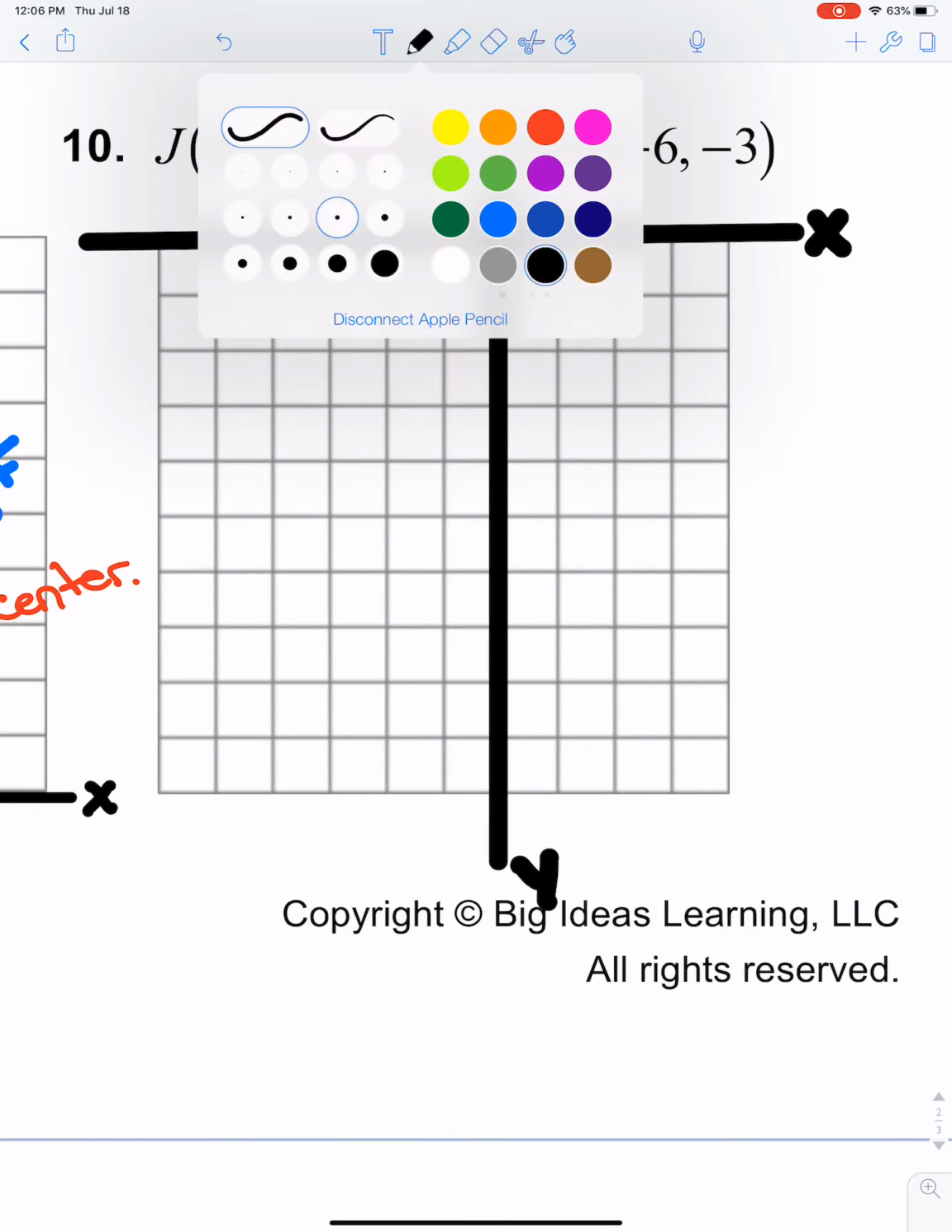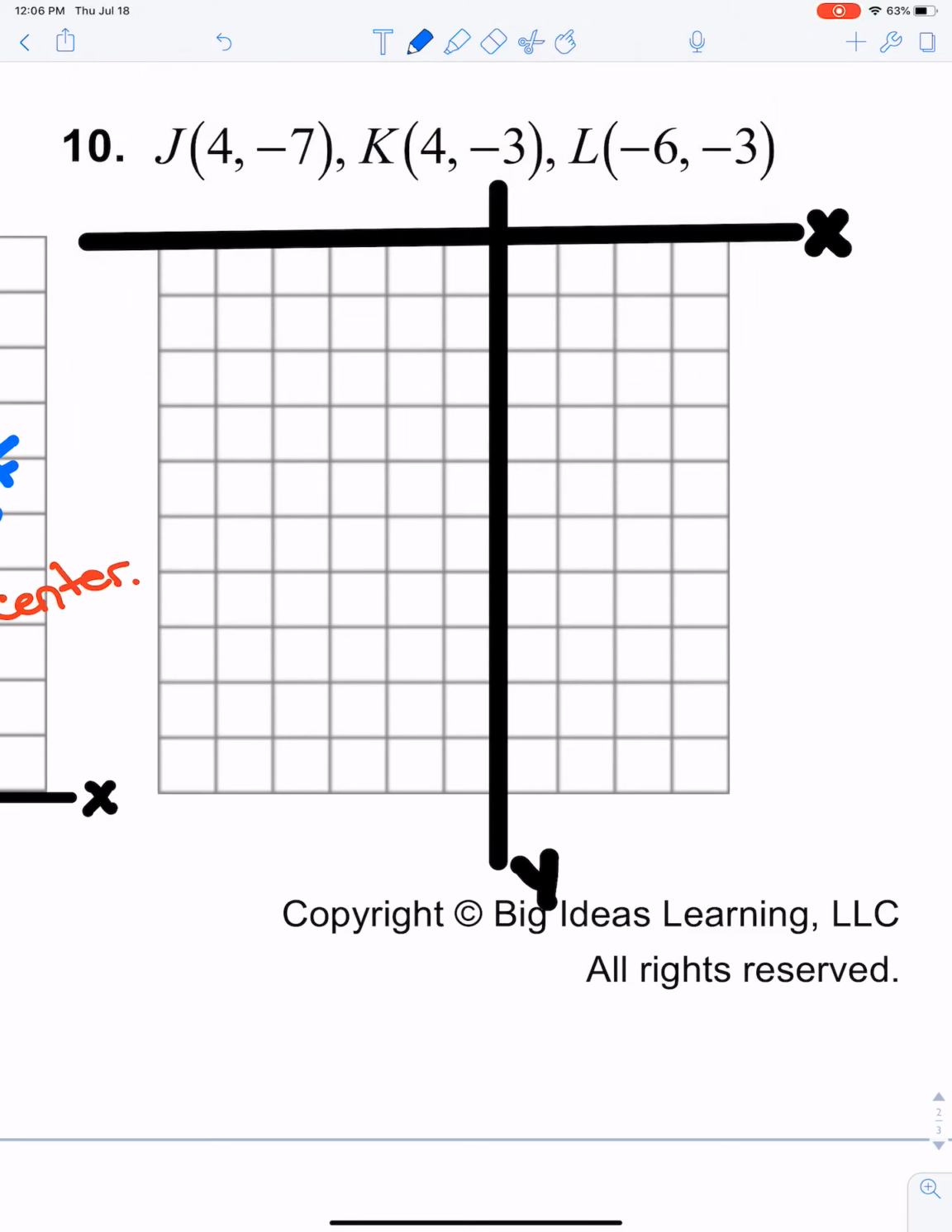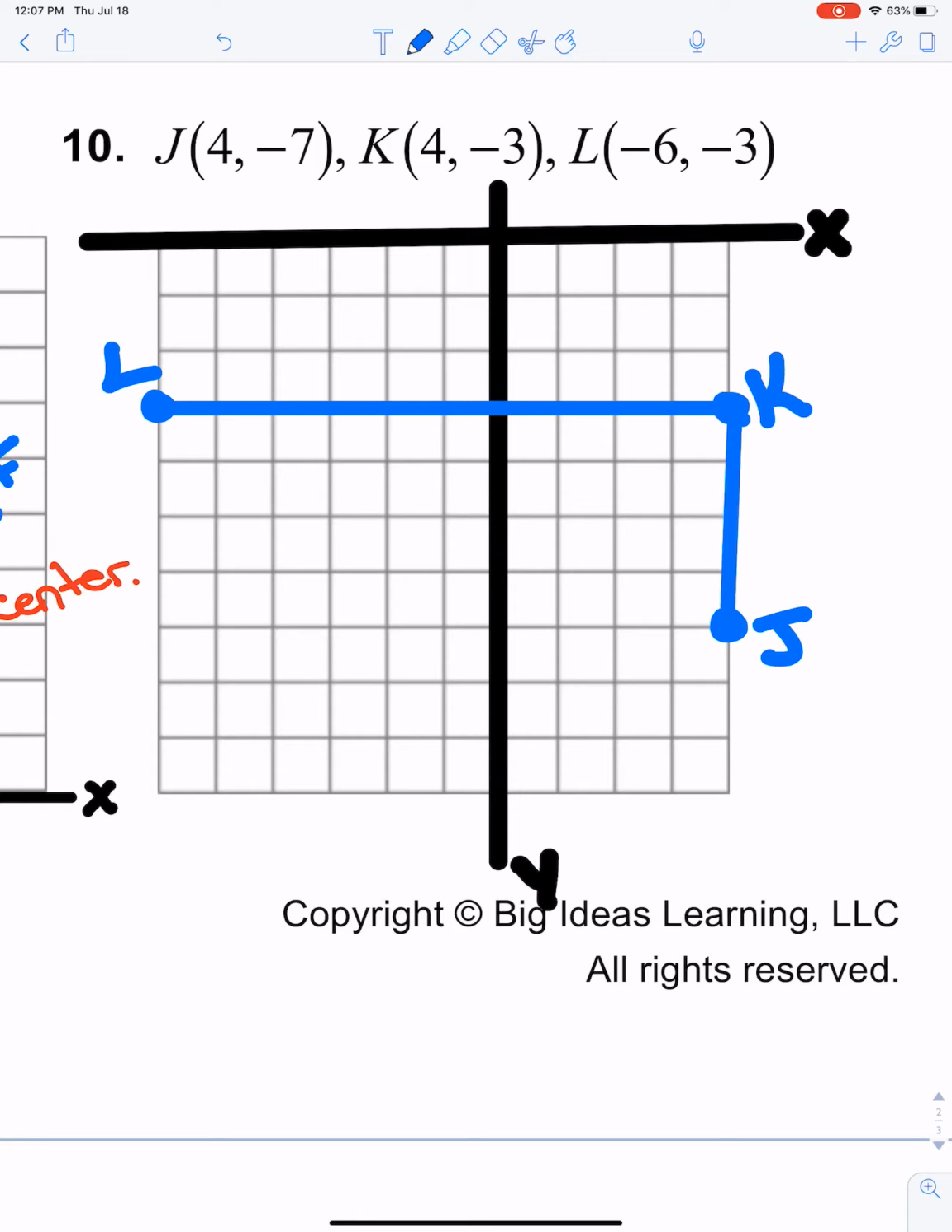Now I need to graph my triangle. I have a point at (4, -7). That's point J. I have a point at (4, -3). And last I have a point at (-6, -3), so 2, 4, 6, -3 is here. That's L. All right, so again, I have a right triangle. These are the easiest types of triangles to deal with, so that works out nicely for us. I have a right triangle that I have to create perpendicular bisectors of.